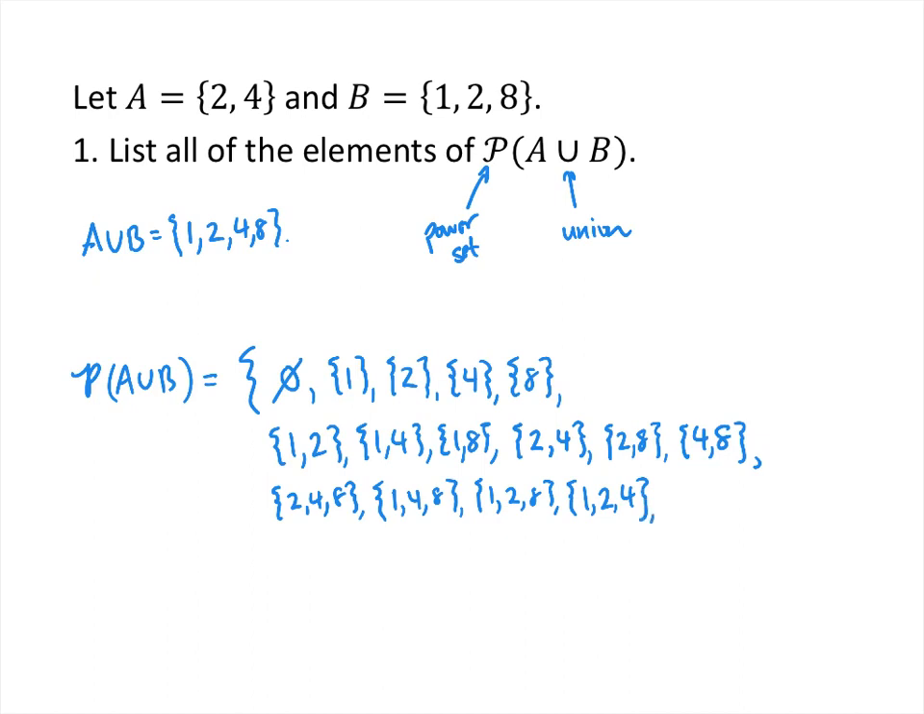And finally, subsets with 4 elements, well, that's the whole set. So 1, 2, 4, and 8. And that is our power set.